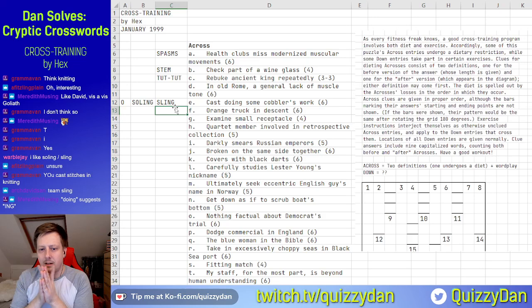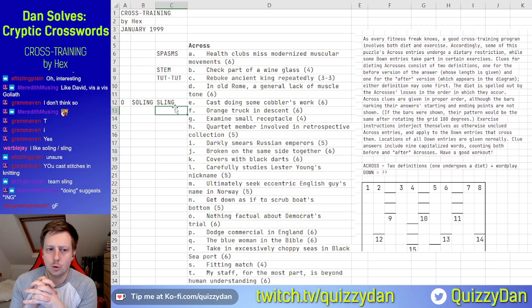Orange truck in descent. Something van in descent. Dropping in descent. Lower. Truck. Cab. What's a three-letter word for a descent? A drop. Orange. Words for orange.